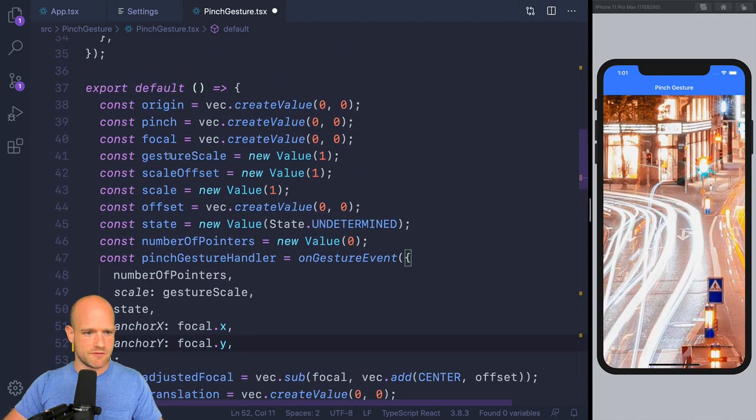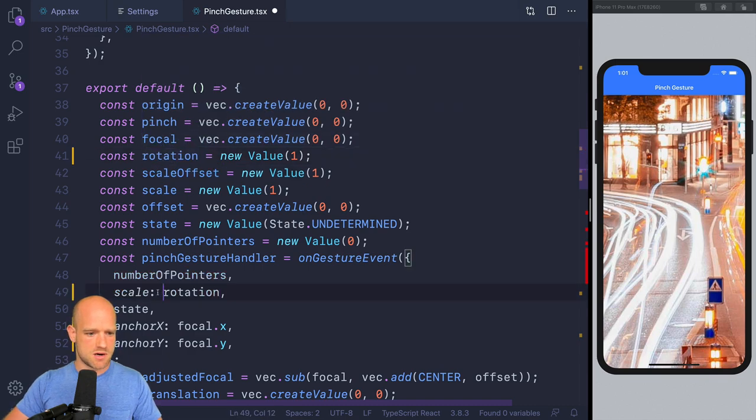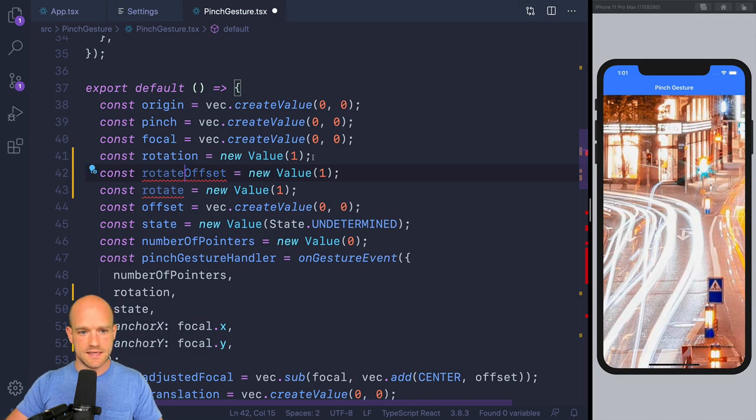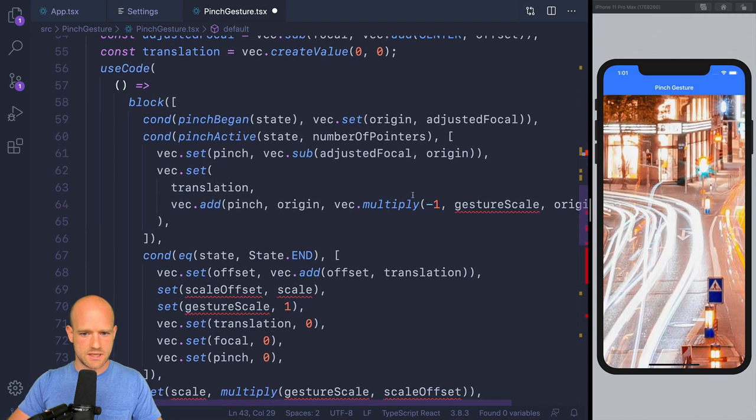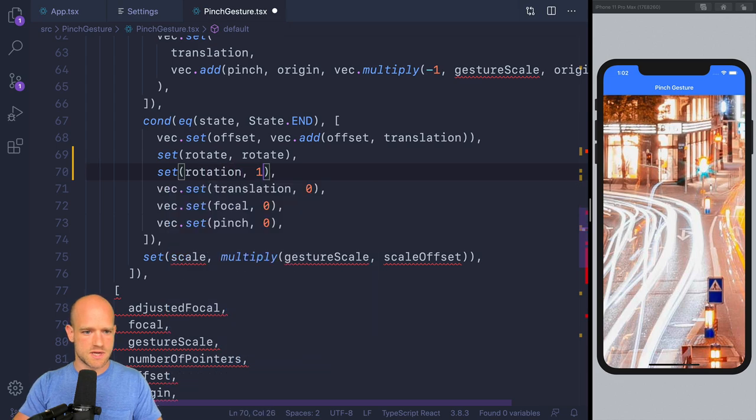And I'm gonna rename some variables. So gesture scale becomes the rotation, which we can pass here as parameter. Scale becomes rotate. Scale offset becomes rotate offset. Here default values are 0. It's not 1 anymore. And so here we're gonna look at this one last. So here we need to set the rotate offset to be rotate. The rotation goes back to 0.